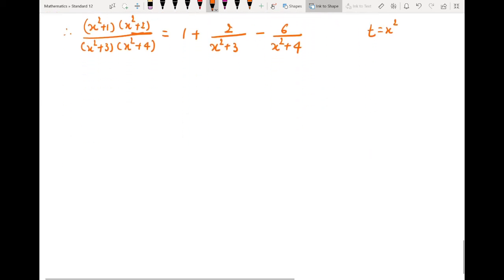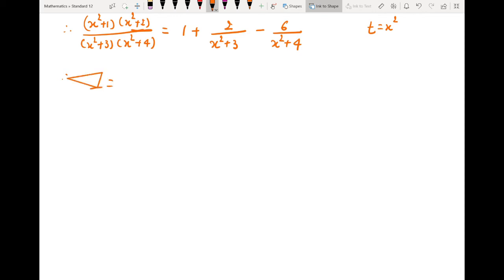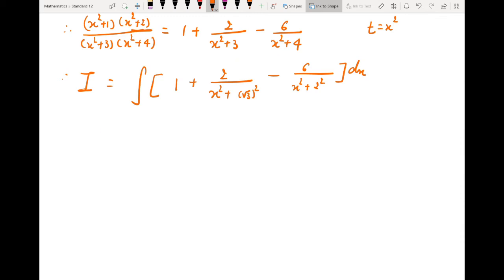So therefore integration I equal to integral of 1 plus 2 upon x square plus root 3 square minus 6 upon x square plus 2 square dx. So now we can integrate term wise. Integration 1 dx is x, then 1 upon a tan inverse x by a.